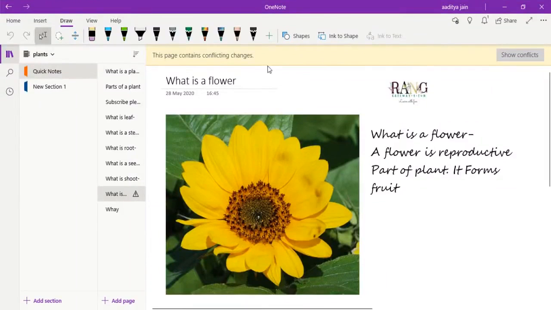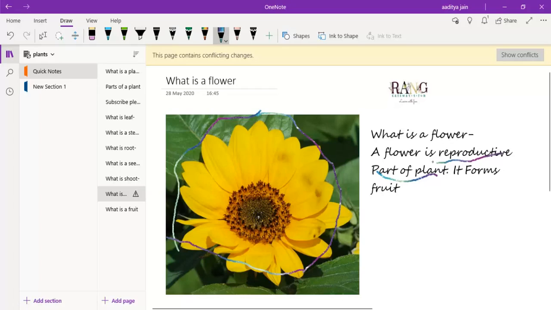So kids, what is a flower? Can you see this beautiful sunflower over here? It is a flower. I guess you have seen many flowers around yourself, in the garden or in the park. These are the reproductive part of the plant. They produce seeds and fruits. So we can say that this is the reproductive part of the plant.